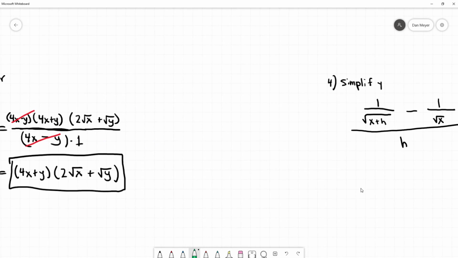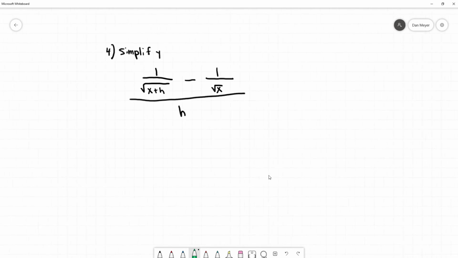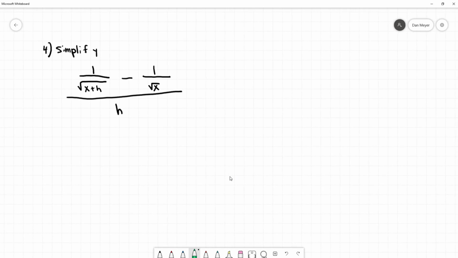This last problem is a good challenge. It can involve several ideas from this section. We have a complex fraction that involves some square roots. So we're going to get to practice our strategies for dealing with complex fractions as well as square roots. You guys know I love doing problems from the calculus course.